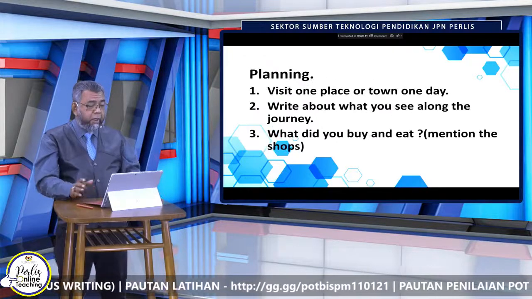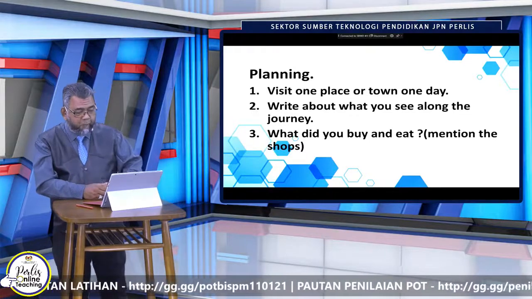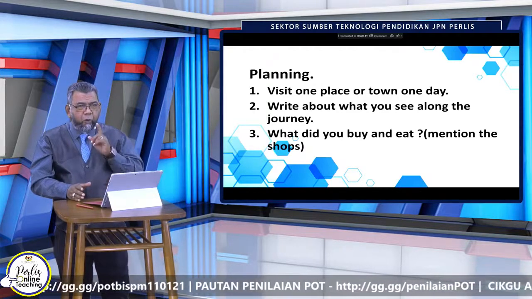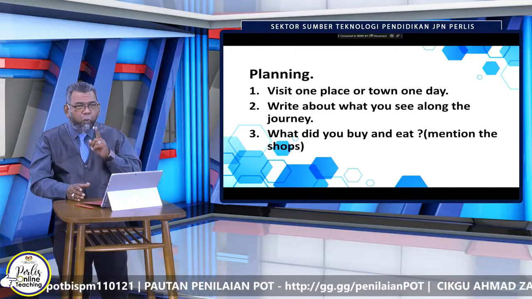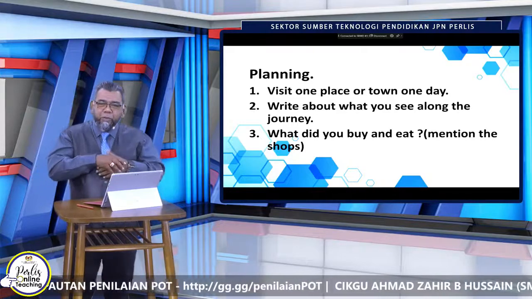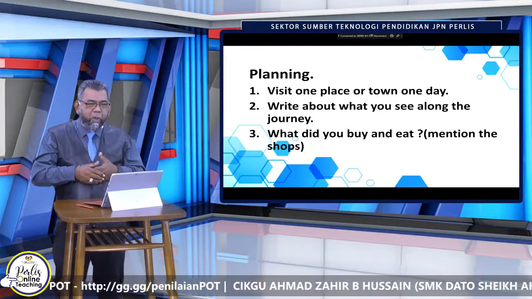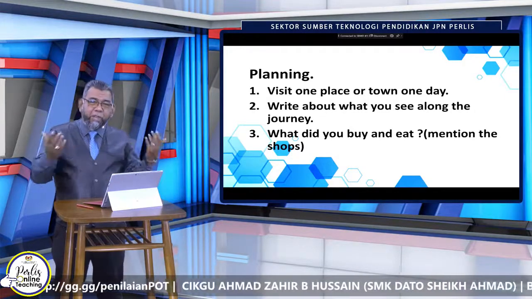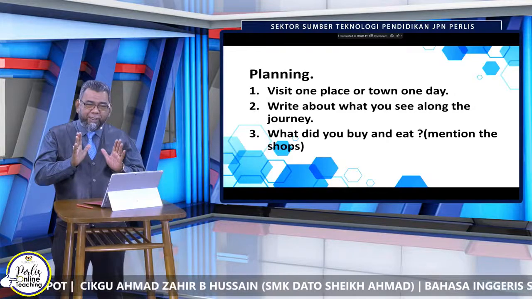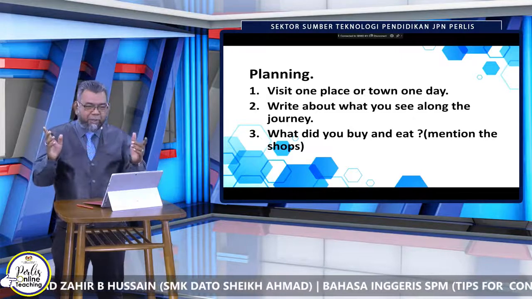Next, planning. Okay. In planning, to write this essay, you should write about one place or town, one day, and one paragraph. So you start by writing, you arrive at that place, Perlis, for example. On the first day, we went to visit Kuala Perlis. So, in that paragraph, you talk about Kuala Perlis only. The whole day, from morning to the afternoon or to the evening.